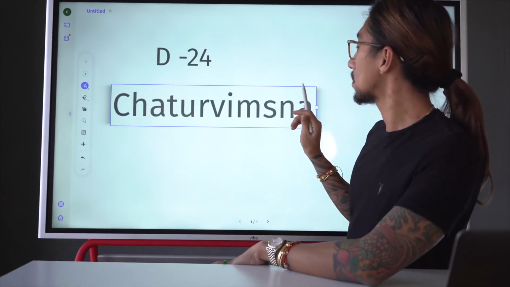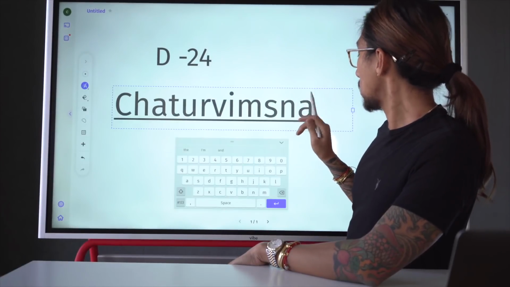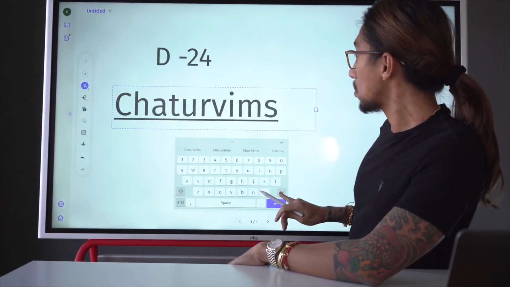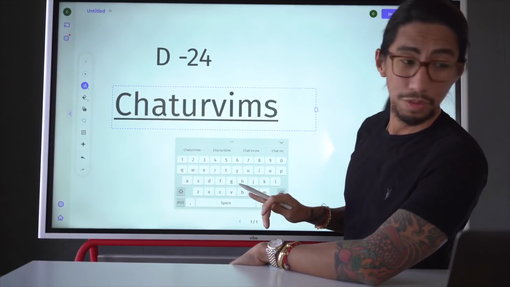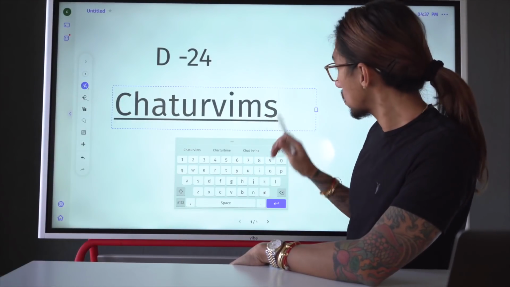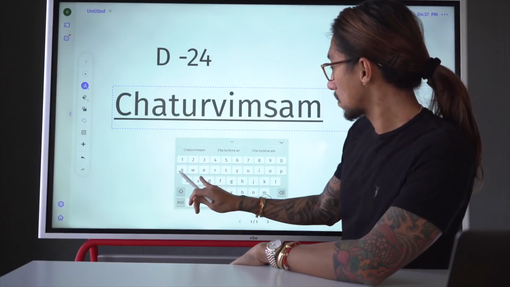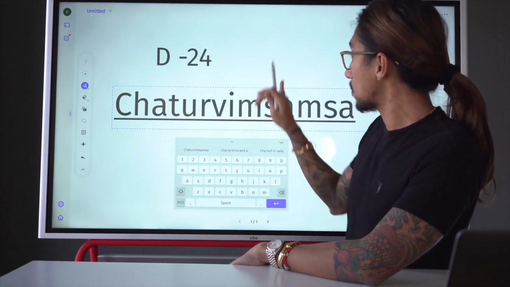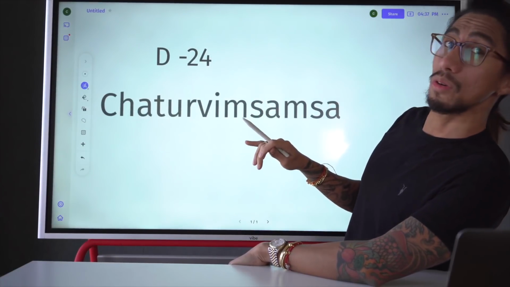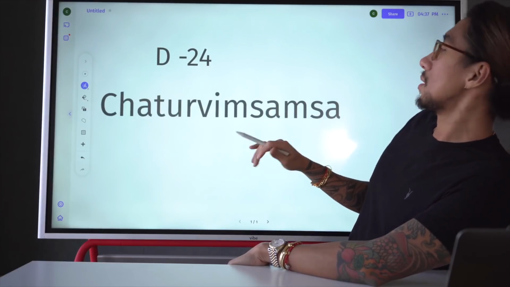No, that's wrong. Sorry guys, again. Chaturthamsha. There you go. Because I have to look far. Normally, if I was standing there, I could see what I've typed.